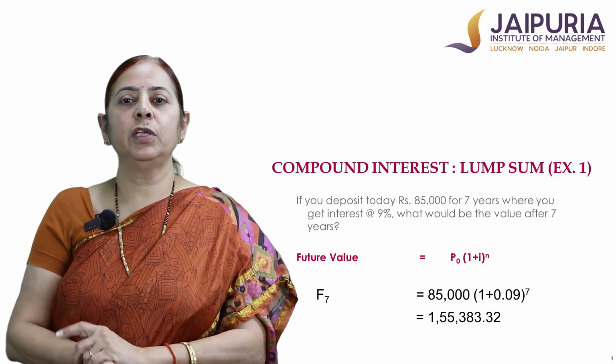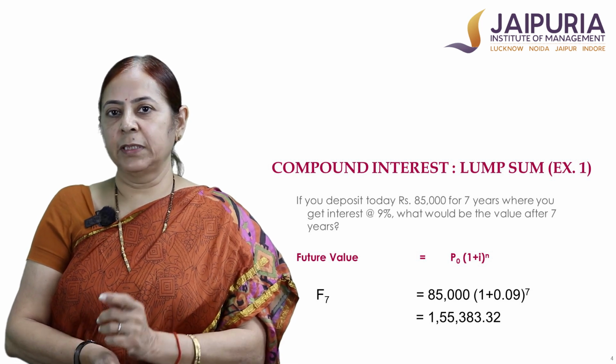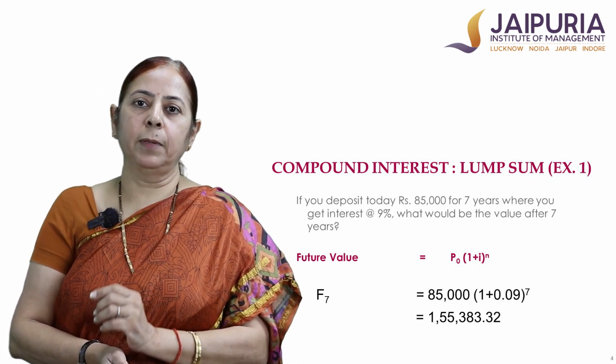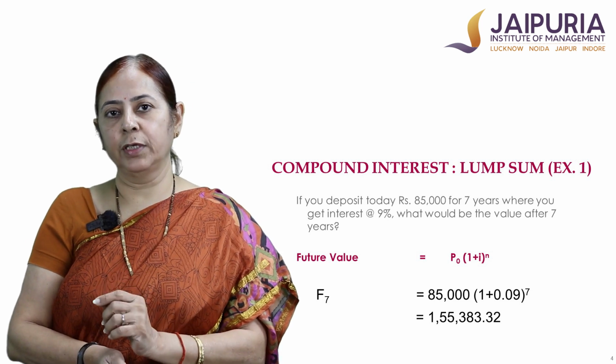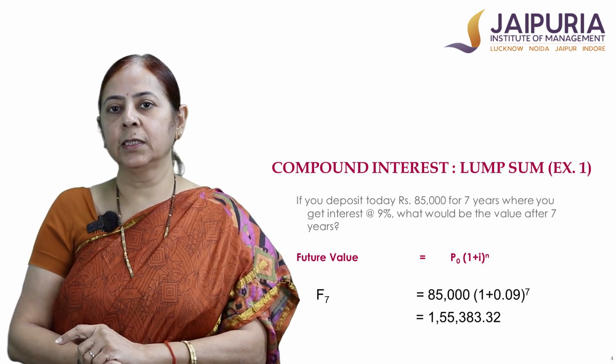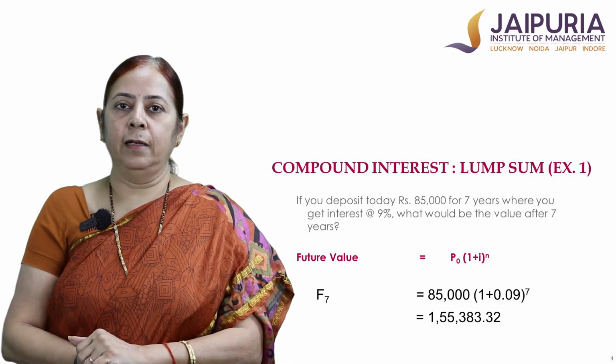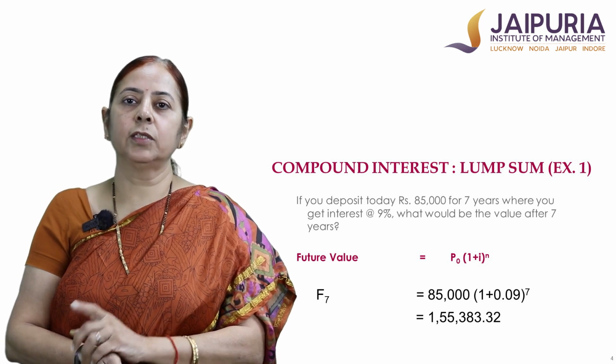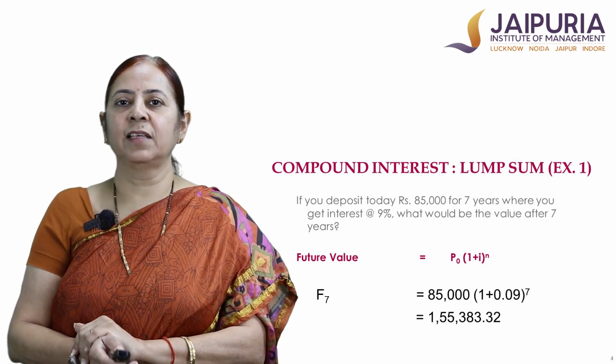The formula we use here is P, which is the present value, multiplied by (1 plus i) raised to the power n. I is the rate of interest, which is 9% in this case, and n is the number of years. In this particular example, it is 7 years. So this is how we calculate the value of a lump sum.